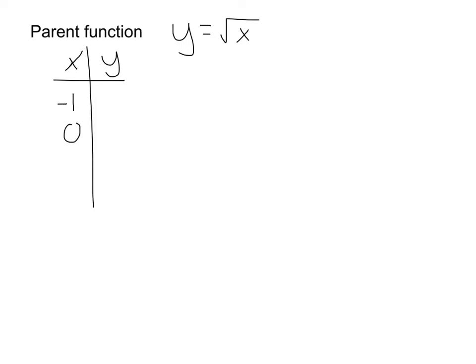The parent function of the square root graph is just y equals the square root of x. So we're going to make a t-chart to find out what it looks like, and I'm just going to pick some negative numbers and some positive numbers to plug into the equation for x. So if we try to take the square root of negative 1, your calculator should tell you an error, so that means that this is undefined.